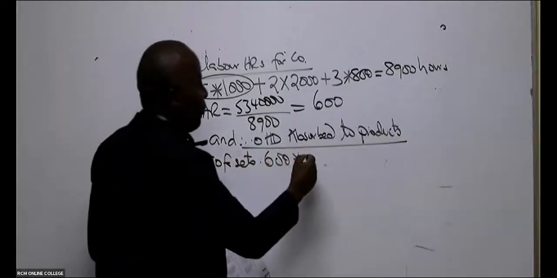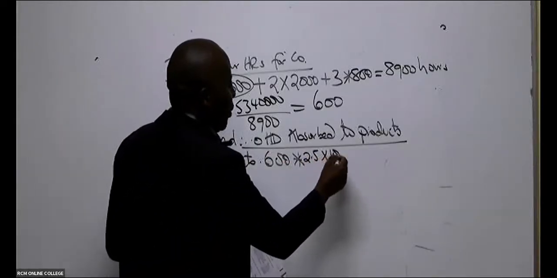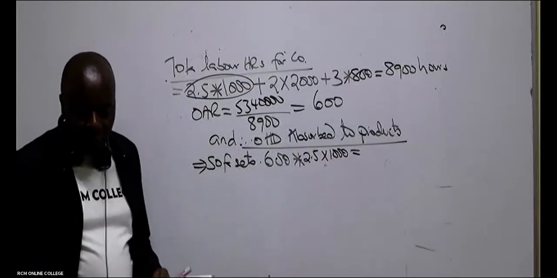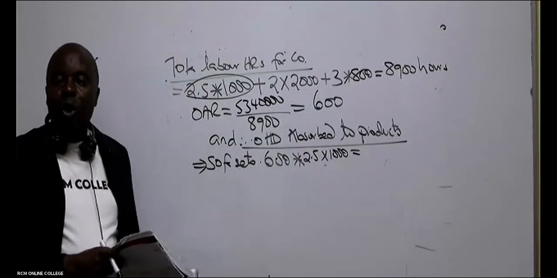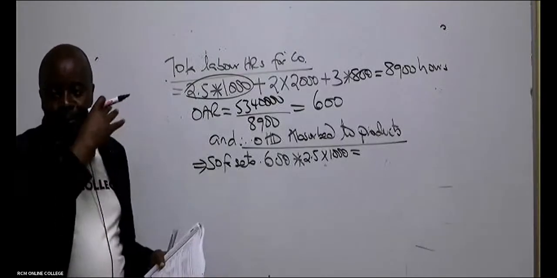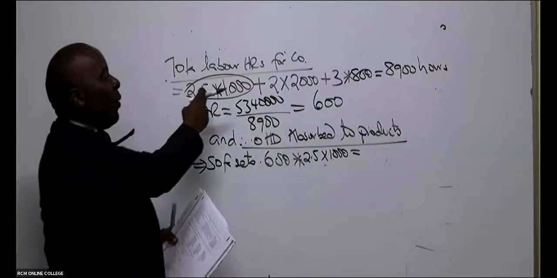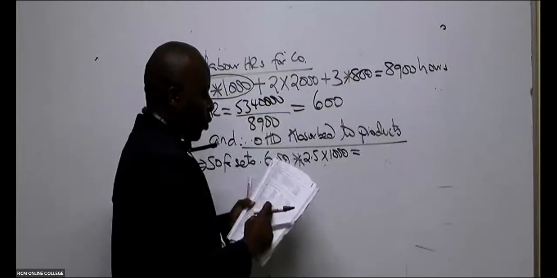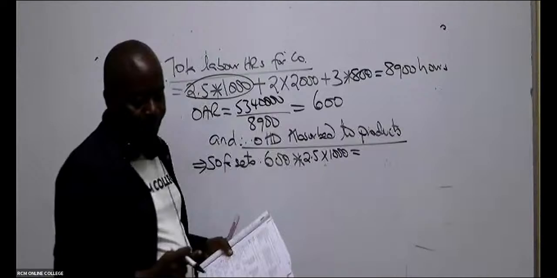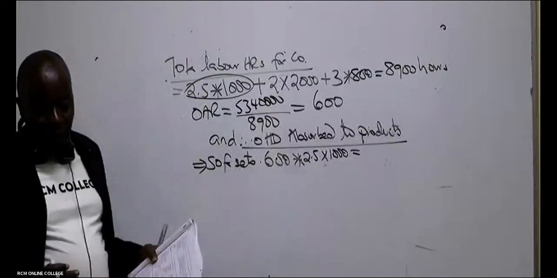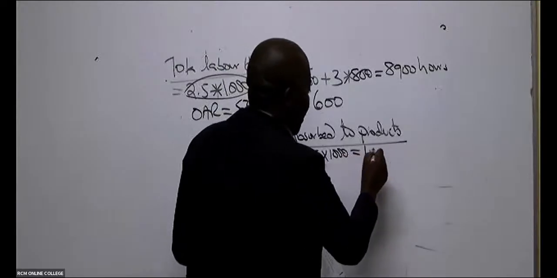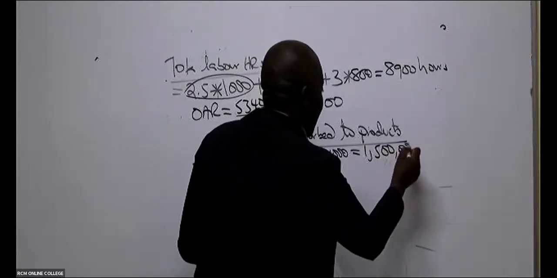So 600 times 2.5 times 1,000. Can you kindly give me this figure? Overheads absorbed to all sofa sets we produce. Remember, these are the hours for sofa sets. These are the hours for tables. These are the hours for what here, somebody? Beds. So Gathoni gives me 1 point what here, somebody? 1.5 million. Thank you so much.